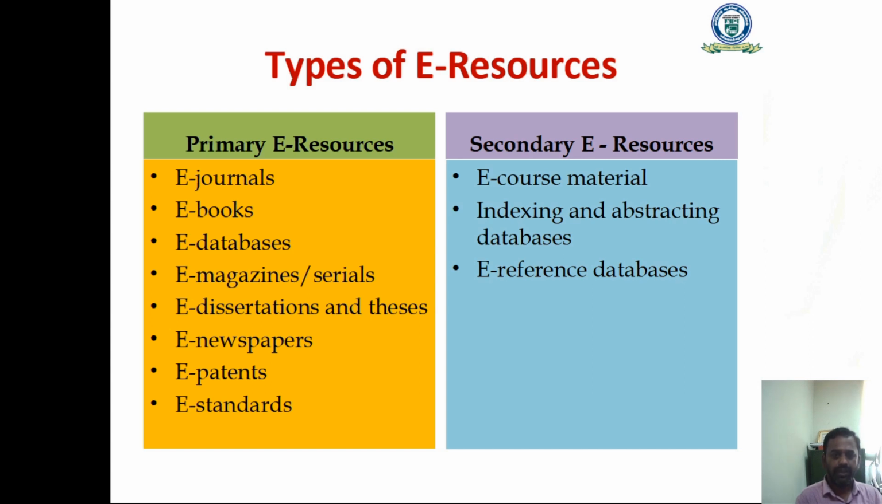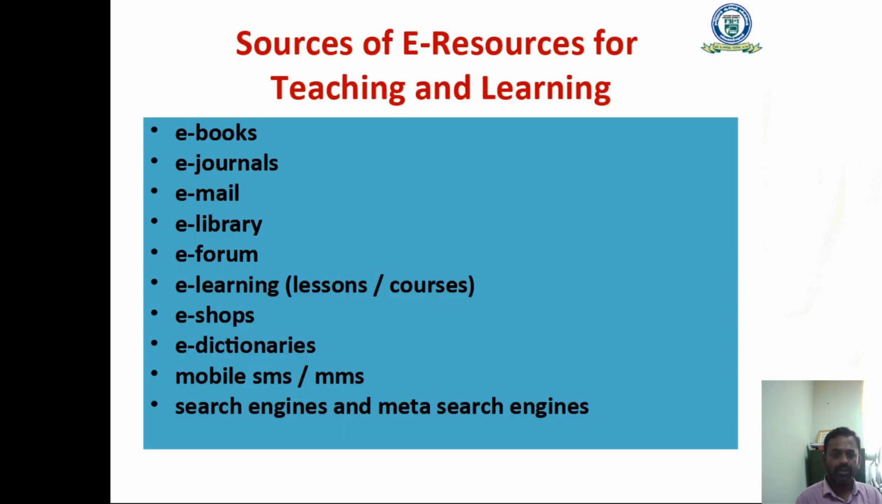What are the types of e-resources? There are two types of e-resources. One is primary e-resources and the next one is secondary e-resources. The list has been displayed here. The e-journals, e-books, e-databases, e-magazines or serials, e-dissertations and theses, e-newspapers, e-patents and e-standards come under the primary e-resources, whereas e-course material, indexing and abstracting databases, and e-reference databases come under the secondary e-resources.